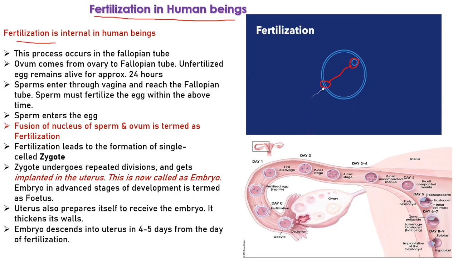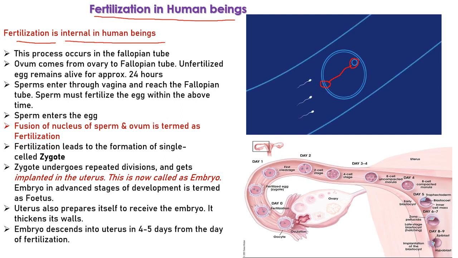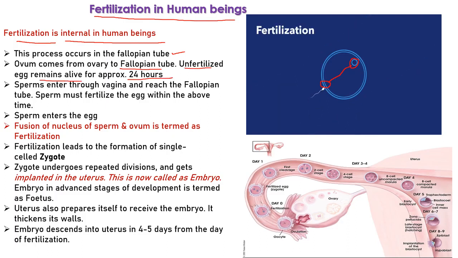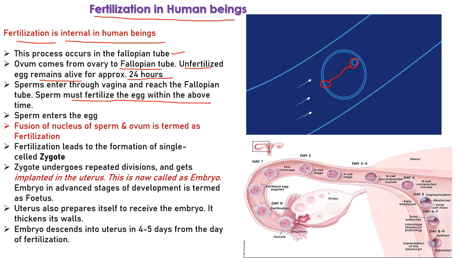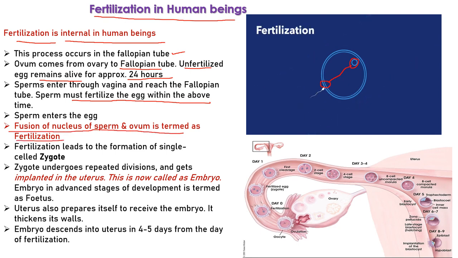So as we know, in human beings, fertilization is internal fertilization. This process occurs in the fallopian tube. The ovum comes from the ovary to the fallopian tube. An unfertilized egg remains alive for approximately 24 hours. Sperms enter through the vagina and reach the fallopian tube, and must fertilize the egg within this time. The sperm enters the egg, and then there is a fusion of the nucleus. This is very important: fusion of the nucleus of the sperm and ovum is termed fertilization.